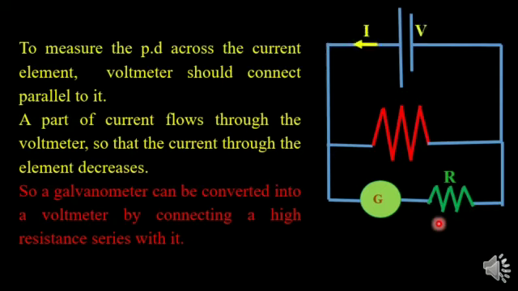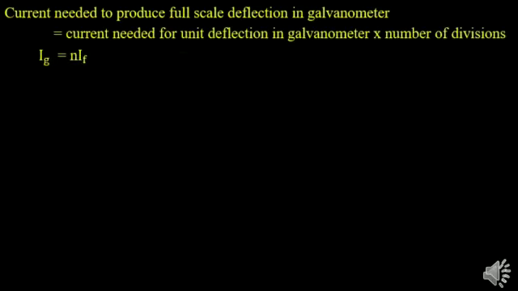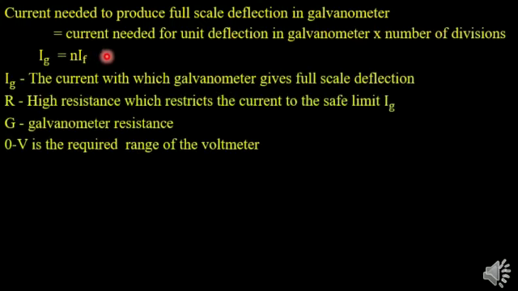If V is the potential difference of the cell, I is the current coming from the cell, and Ig is the current flowing through the galvanometer. Since the galvanometer and the resistance are connected in series, the same current Ig flows through the resistance also. The current needed to produce full-scale deflection in the galvanometer equals the current needed for unit deflection, that is the figure of merit, into the number of divisions in the galvanometer, that is N. So, Ig equals N into If.